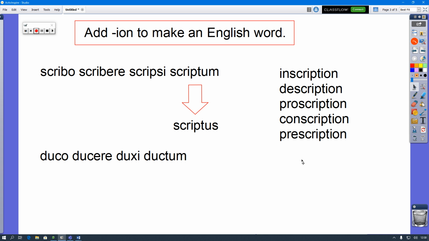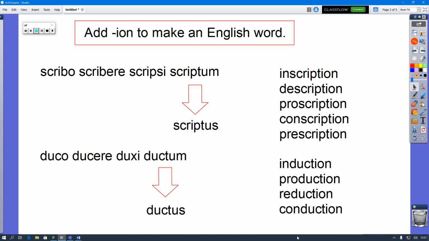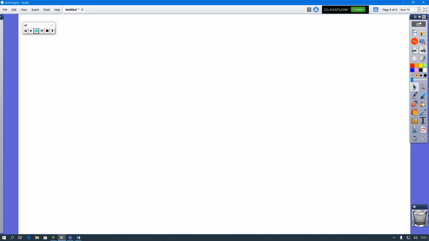Same thing works with duco. Duco, ducere, duxi, ductum. I can make a past participle passive from this of ductus, and that makes duction, which by itself isn't an English word, but if I add prefixes to it, well, straight away I get induction, production, reduction, conduction, and others. So adding -ion to a past participle passive is a good way of spotting it in a sentence. Let's have a look at what that looks like in Latin then.